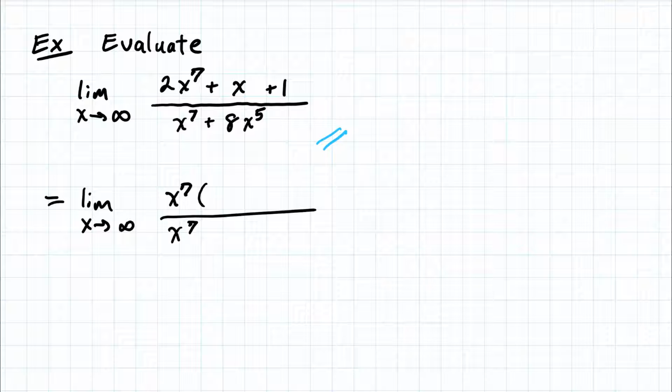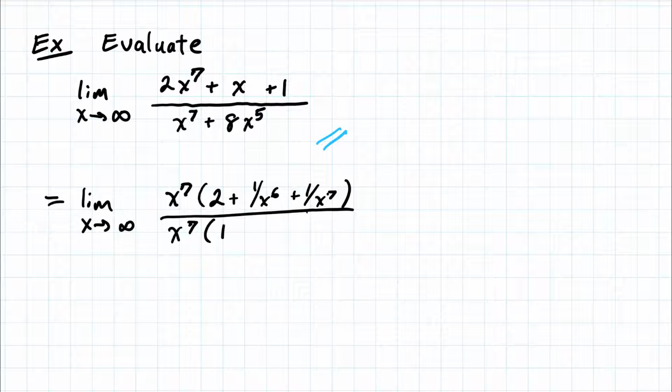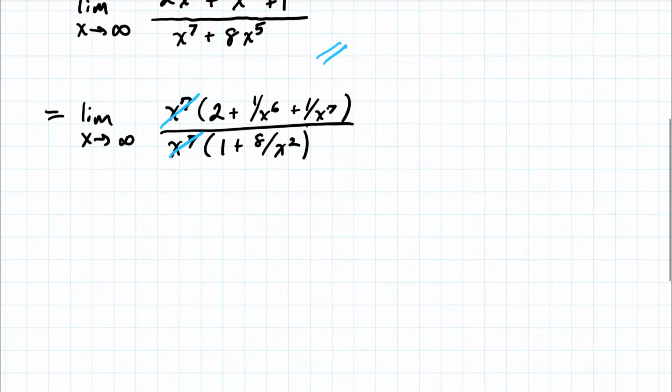And what's left is a 2 plus a 1 over x to the 6th plus a 1 over x to the 7th. And then on the bottom you have a 1 plus 8 over x squared. So that's what's left when you factor things out. And you see we have this great cancellation going on, and that makes things pretty easy to work with.